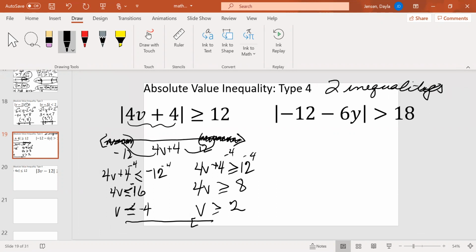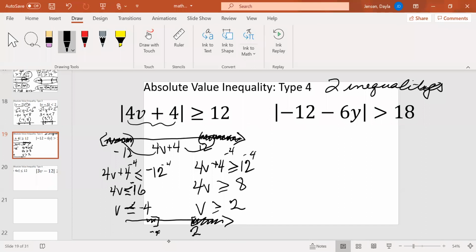So v has to be greater than or equal to 2, so it's everything here, or less than or equal to -4, so everything to the left of -4. So here is my set builder notation. Here's my number line. Interval notation.